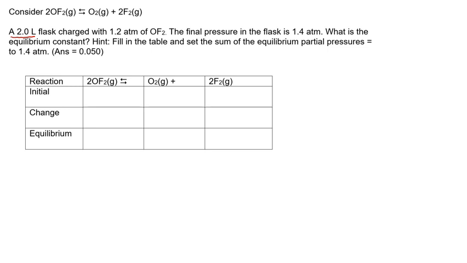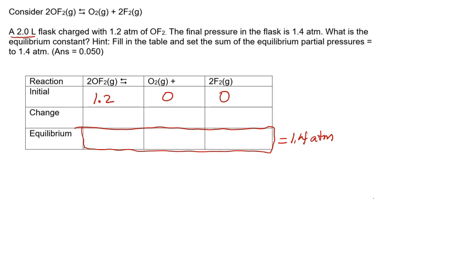So here's the hint. Fill in the table with what we know, and then set the sum of the equilibrium partial pressures, that's going to be these values down here, equal to 1.4. So we're going to end up doing some algebra. So let's do this. Initially, we are putting in 1.2 atmospheres, and we have no oxygen, no fluorine, because the reaction has not started. We don't know exact quantities, so we're going to say X. So we're going to make plus X of the oxygen, which means that we have to make plus 2X of the fluorine and lose minus 2X of the OF2.